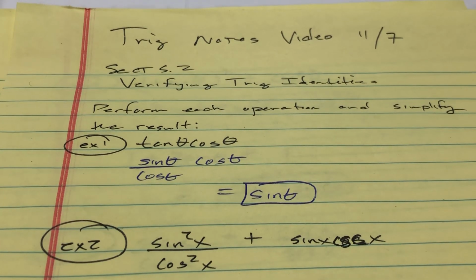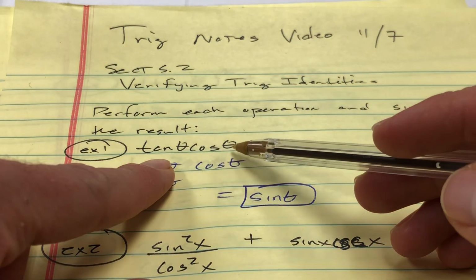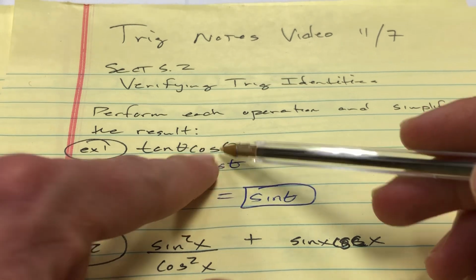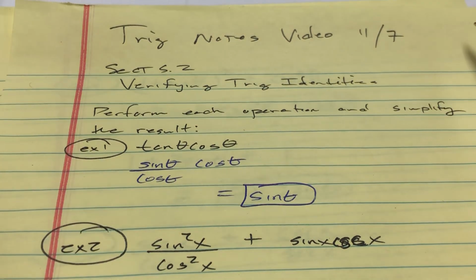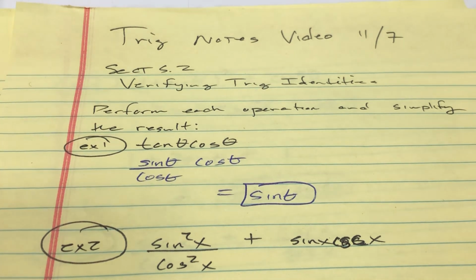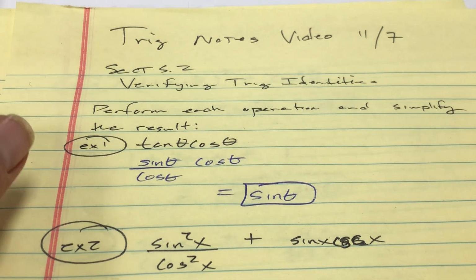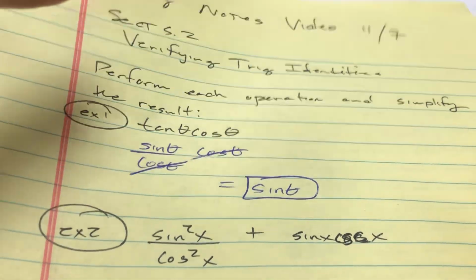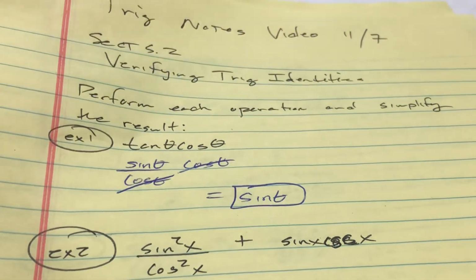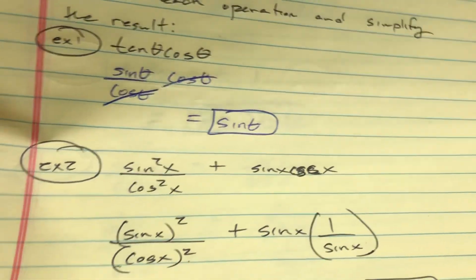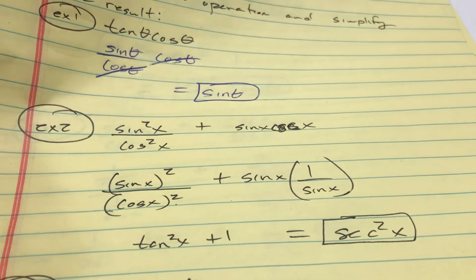Perform each operation and simplify the result. So it's tangent theta times cosine theta. First off, tangent theta is sine over cosine, and cosine is just cosine. We're going to always rewrite tangent, cotangent, secant and cosecant, for the most part, in terms of sine and cosine. This is great. It's about as simple an answer as you can get. It's kind of a potpourri of simplifying we're going to do here. We're not verifying any trig identities yet. So let's take a look at this one.